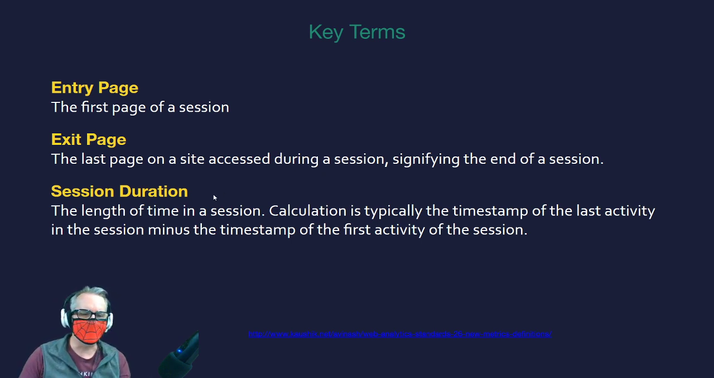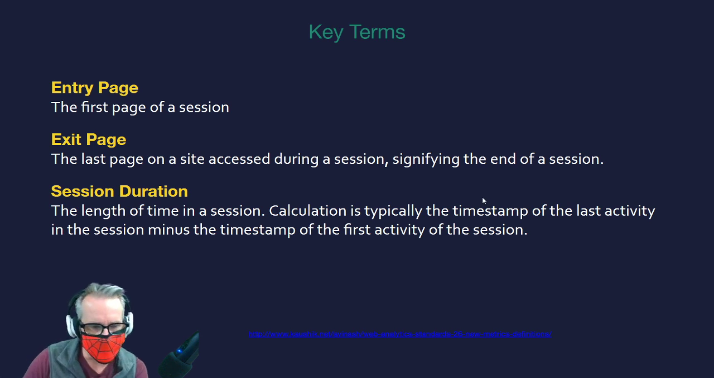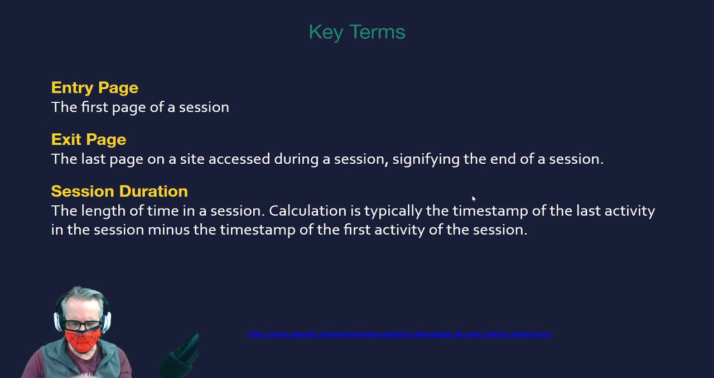Session duration is the length of time in a session. The calculation is typically the timestamp of the last activity in the session minus the timestamp of the first activity of the session. So I go to your website, I spend half an hour doing stuff, and then maybe there's a 10-minute time period where I don't do anything, and then I do some more stuff. Then I don't do things for half an hour after that, and then I just close my browser. That last half hour doesn't count, but all the other stuff does, even the 10 minutes where I didn't do anything.